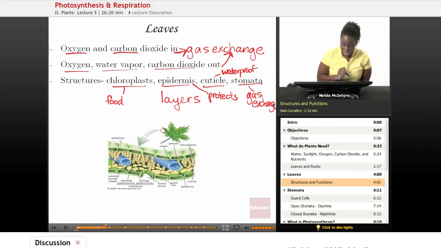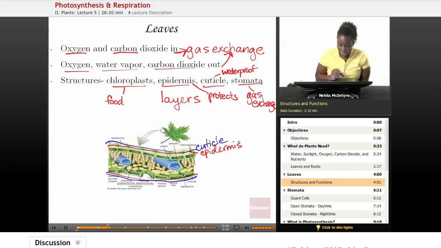In my diagram here, the epidermis is on the top. We have a top layer and a bottom layer. And then surrounding that, we have the waxy cuticle above. And the other parts of the leaf are held within that. And here is a stomata, or a pore or opening where gas exchange can occur.